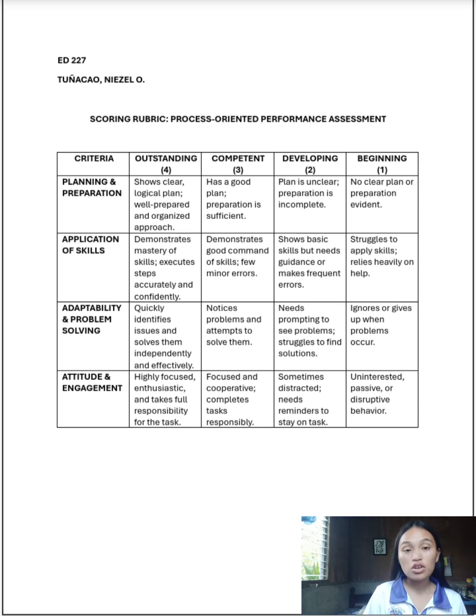Next is the application of skills. In this area, this is the core of the assessment. We observe the students if they are executing the steps correctly, accurately, and confidently. This shows if they truly understand the procedure. Third on our criteria is the adaptability and problem solving.